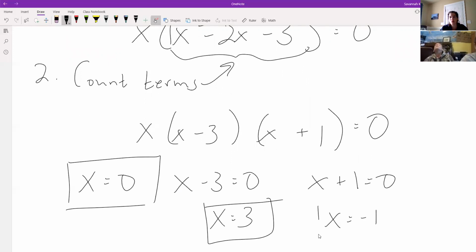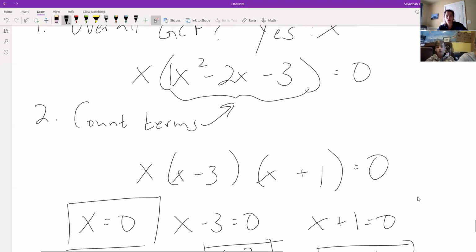So, Miss Savannah? I'm so confused at how you somehow, we were talking about doing something to the 3 and the X and all that. I'm lost from that.